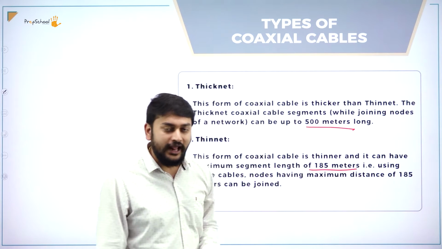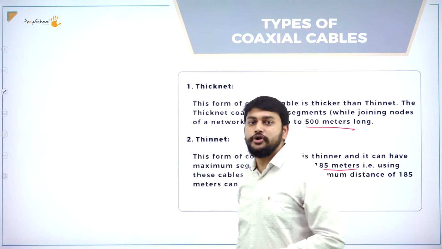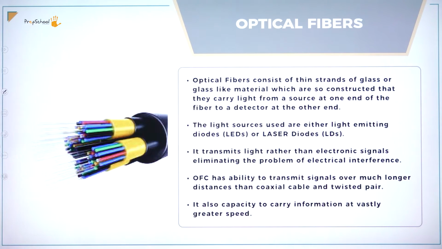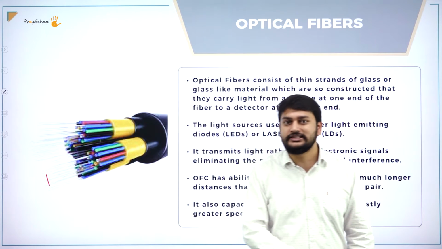I have two different types of coaxial cable: one is thin net, another one is thick net. Fine, what is the next one that I have? Very beautiful, glass strands. Hope all of you are able to see this.